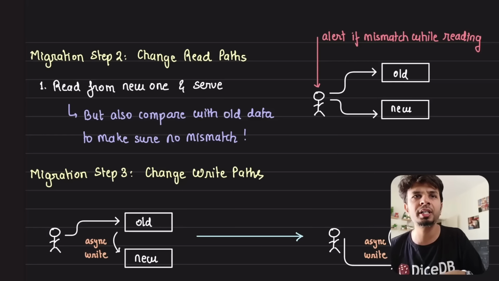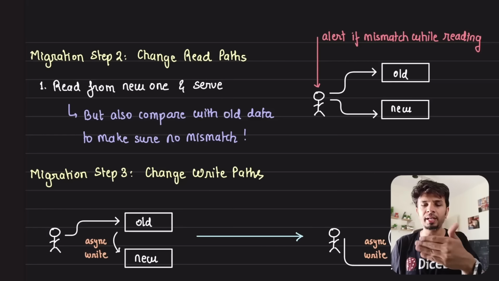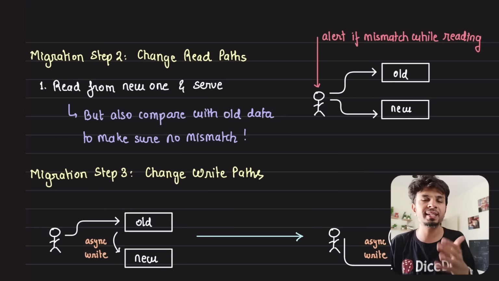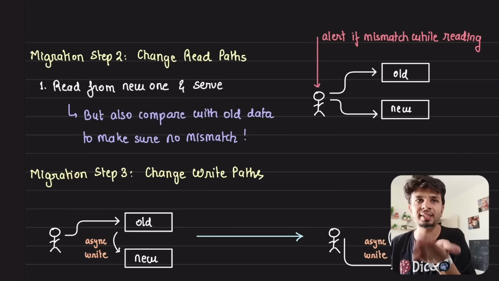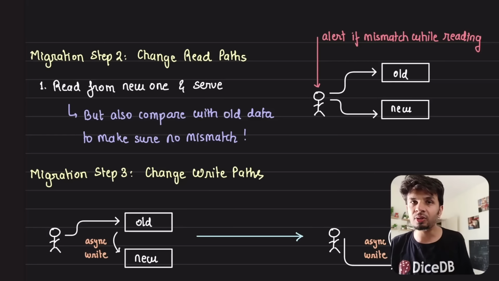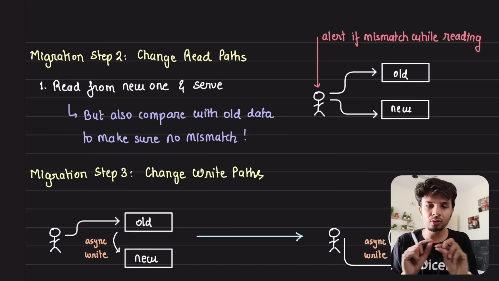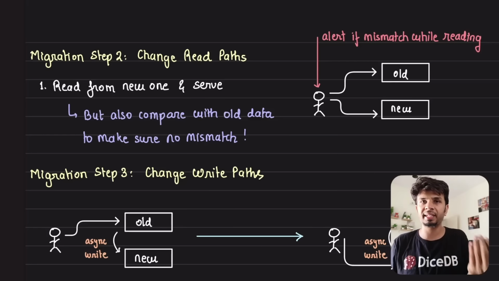Again, it requires a code change, but the idea is to identify in your code where your reads are going and let those reads go to your newer instance rather than the old instance. But one thing to note is when you're reading, you would not just blindly trust that everything is working fine.